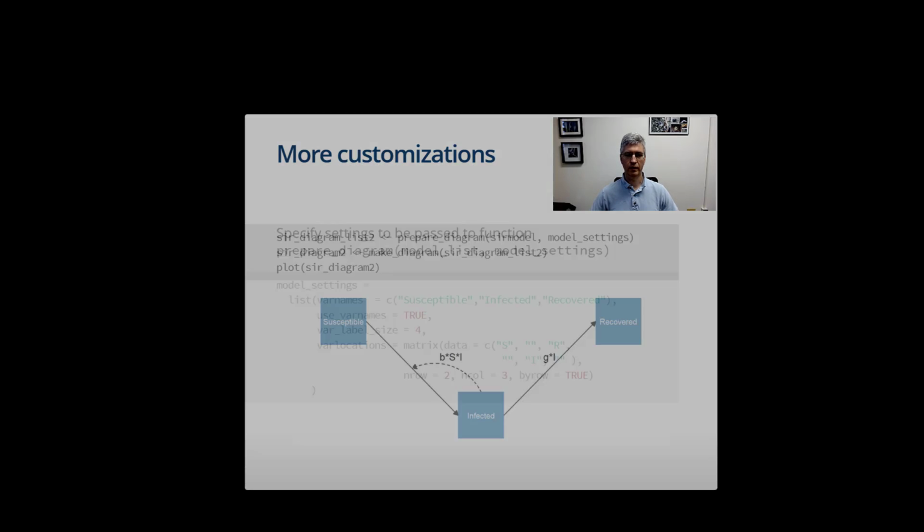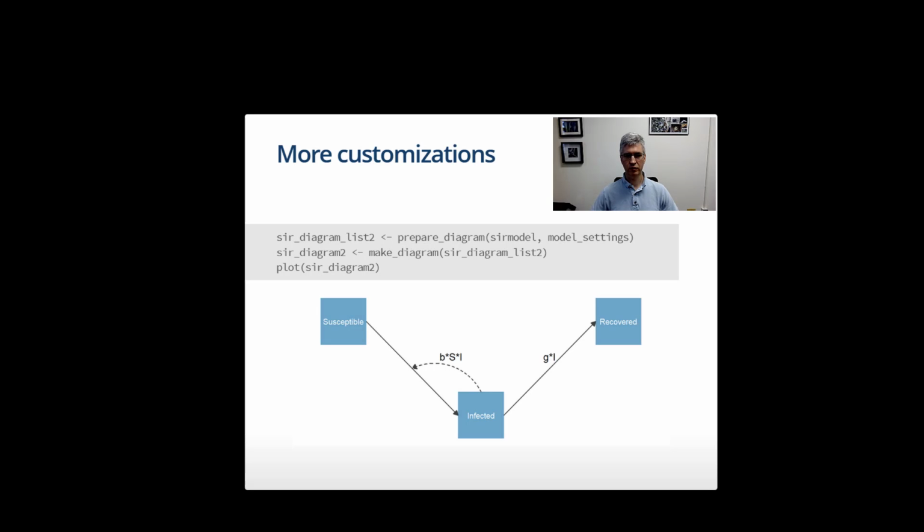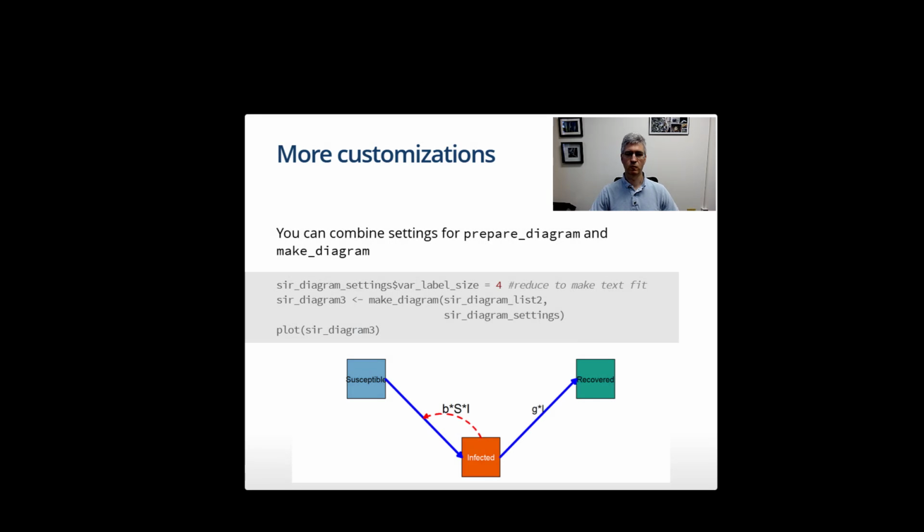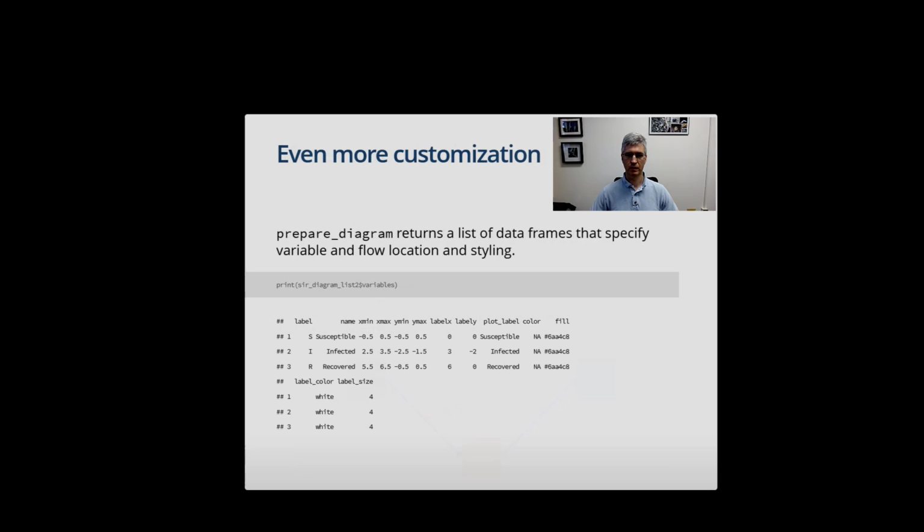And if you supply this to the prepare_diagram function and then call make_diagram, you get the diagram at the bottom. You can combine the two. You can supply settings both to prepare_diagram and make_diagram. So in this example, we had the make_diagram settings from earlier and the prepare_diagram settings you just saw, and then you get the diagram at the bottom.